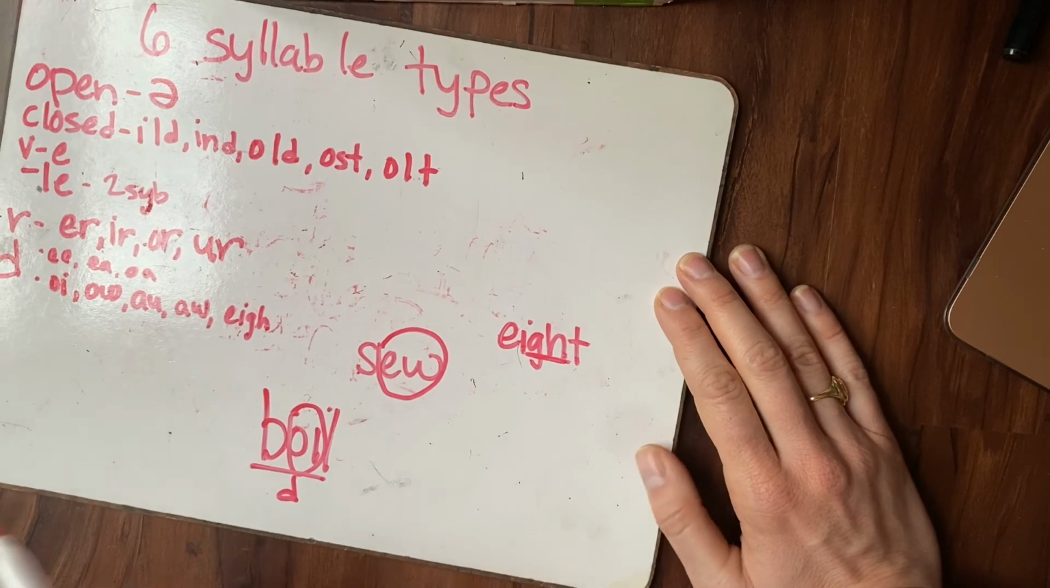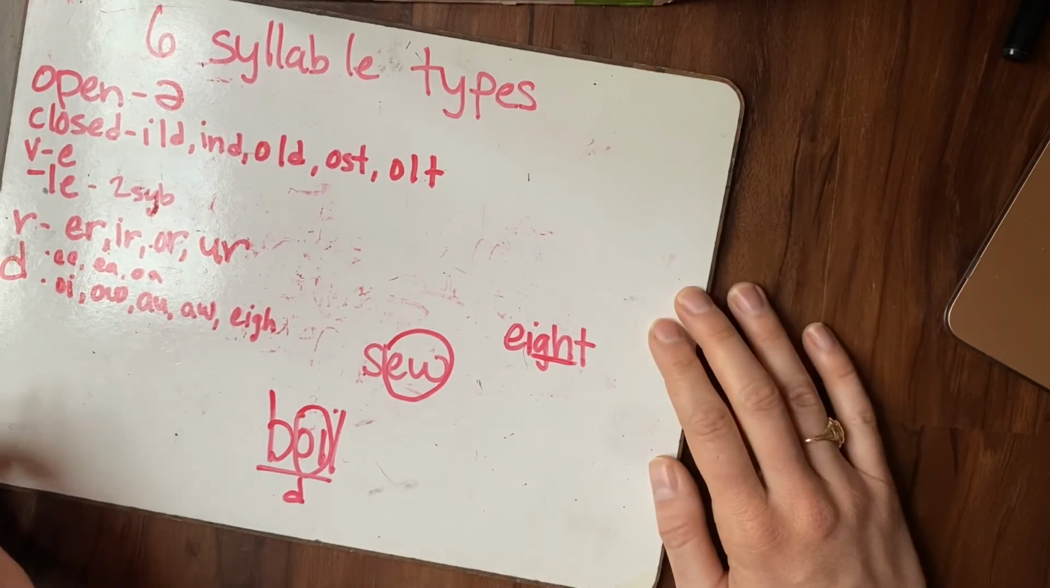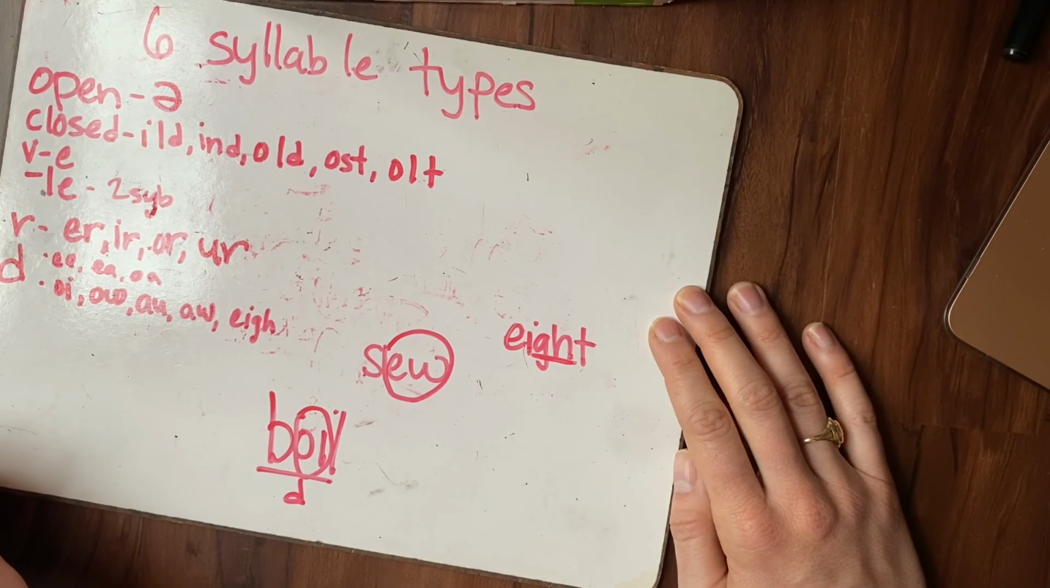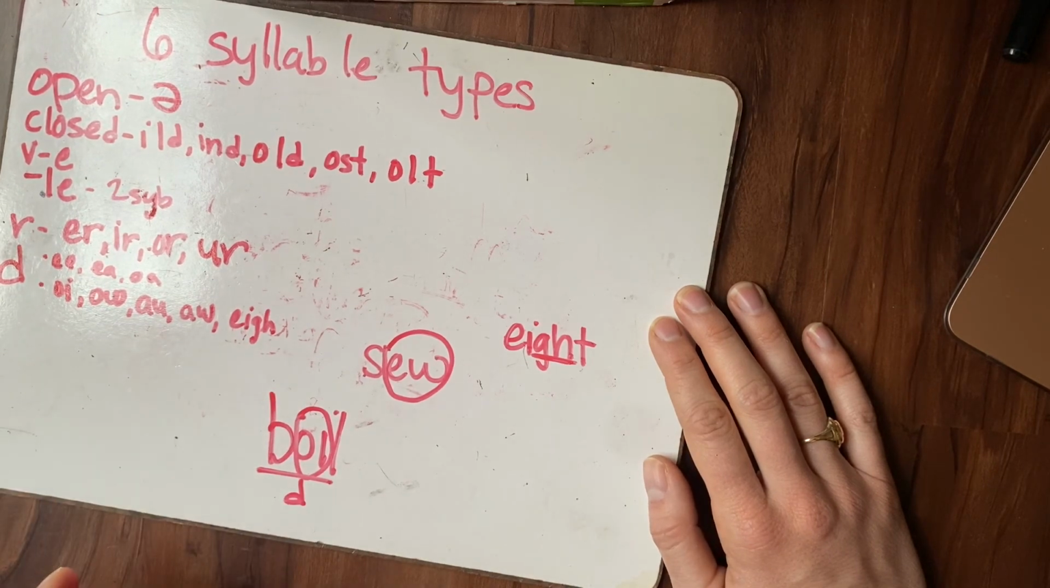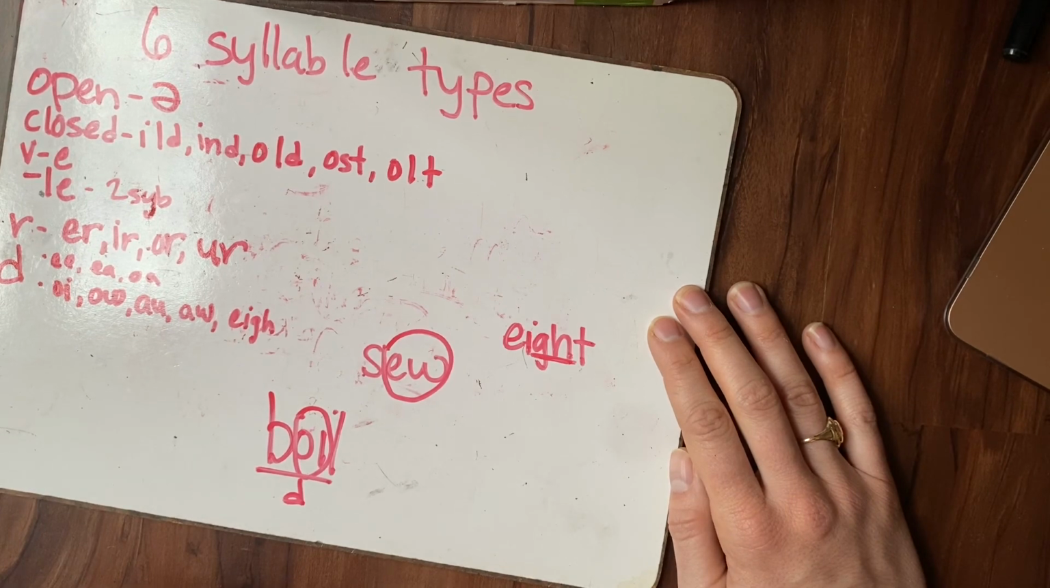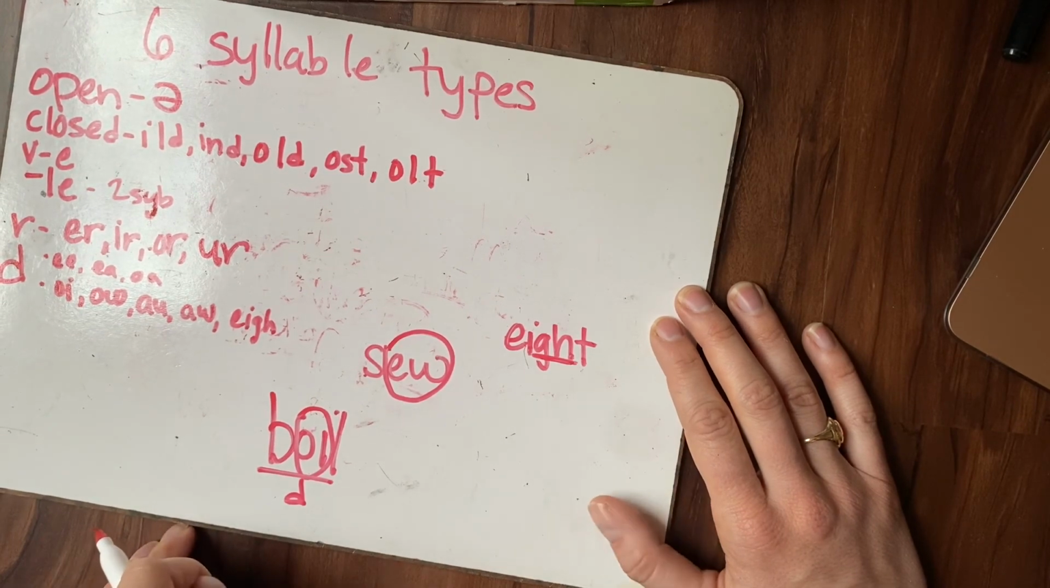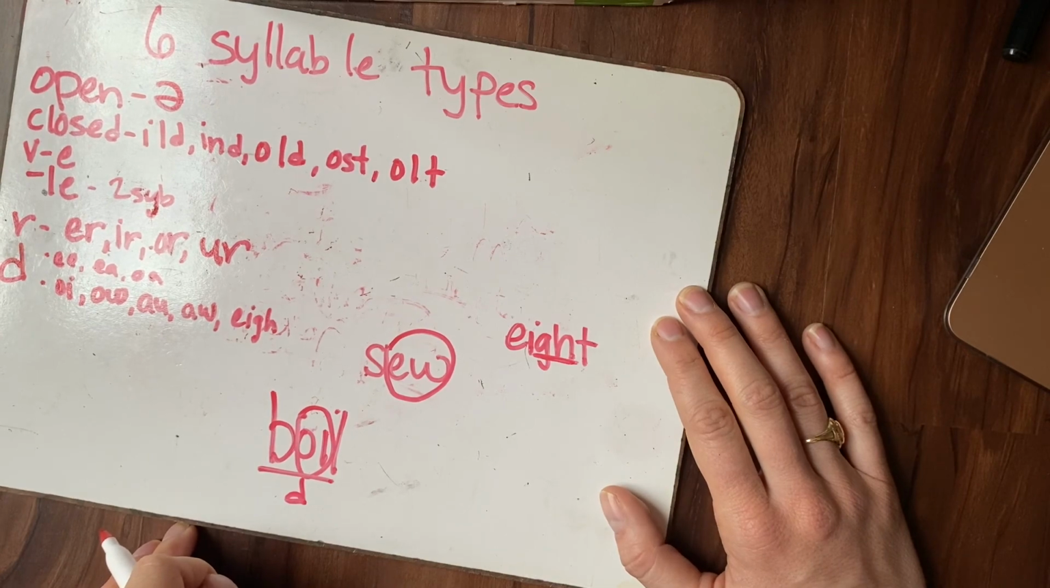So having word walls or having some sort of flexibility of knowing the rules and having these posted and being able to add to them makes a huge difference for kids in the understanding, both how to read and how to spell one syllable and multiple syllable words. I hope this makes sense to you. And if you've got any questions, feel free to reach out.